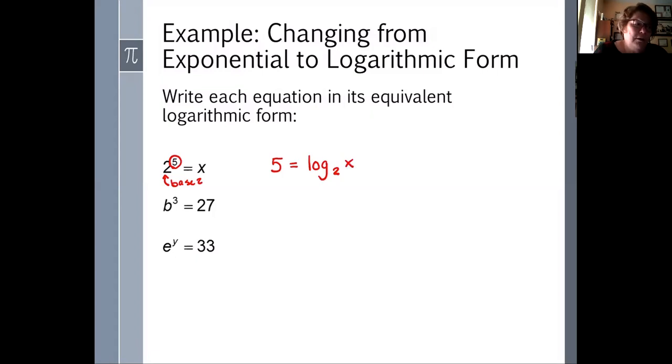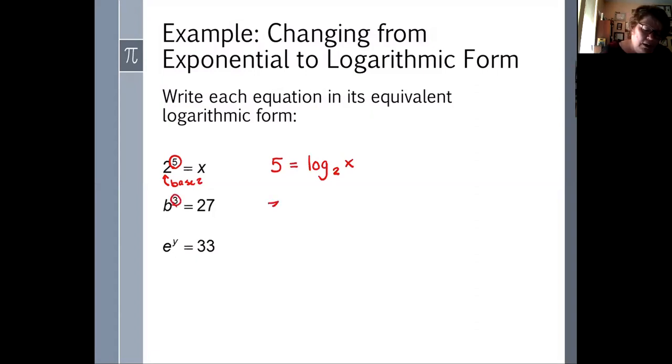Now you could determine what 2 to the 5th power is. As a matter of fact, it's 32. So 5 equals the log base 2 of 32. 5 is the power that you raise 2 to get 32. All right, let's write b to the 3rd equals 27. Again, my exponent is what my logarithm is equal to. So my exponent is 3.